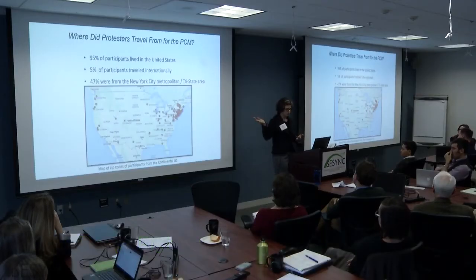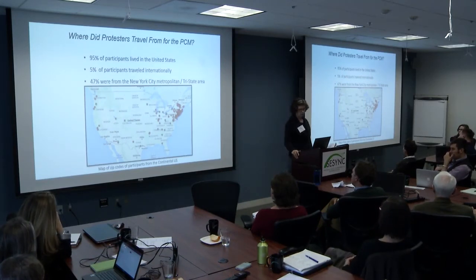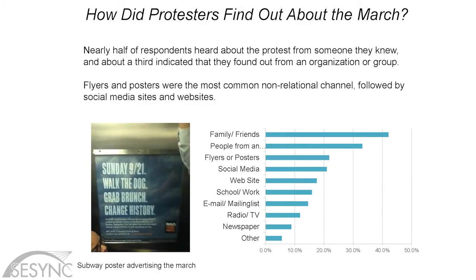This is a map of the continental United States and where people came from to participate. 47% of them were from the New York City metropolitan tri-state area. Well, how did protesters find out about the march? This is from the People's Climate March.